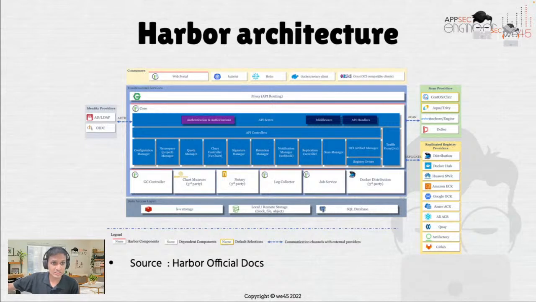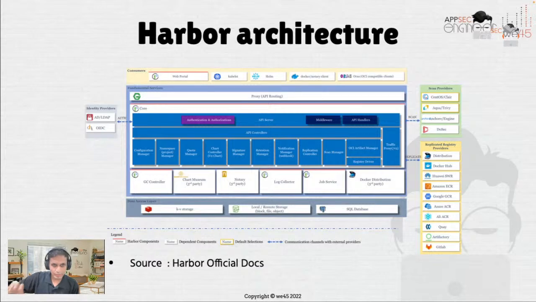This essentially runs on top of Nginx, and Nginx is going to be responsible for routing to the various endpoints that it has. Then you have something called the core component, right? So the core component is going to have the API server, the API controllers, the configuration manager, the signature manager, and so on and so forth.